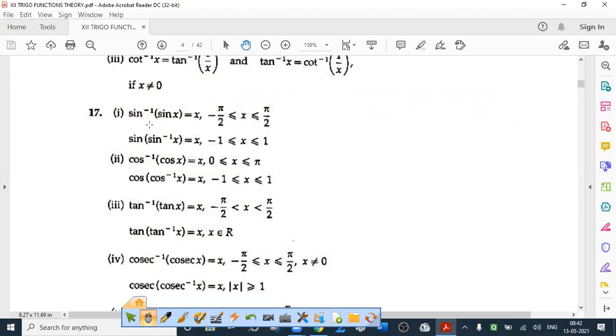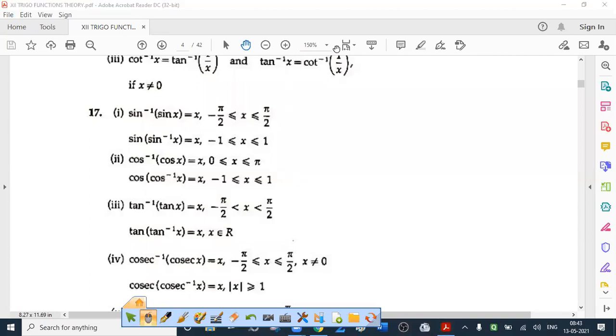Now, result number 17. Sine inverse of sine x is x. We can easily verify this provided x belongs to this particular domain. In fact, x has to lie between minus pi by 2 and pi by 2, both included. Take x equal to say pi by 6. What is sine pi by 6? It is half. So sine inverse half is the angle whose sine ratio is half, pi by 6. Simple. What is sine of sine inverse x? It is x. We can verify this.